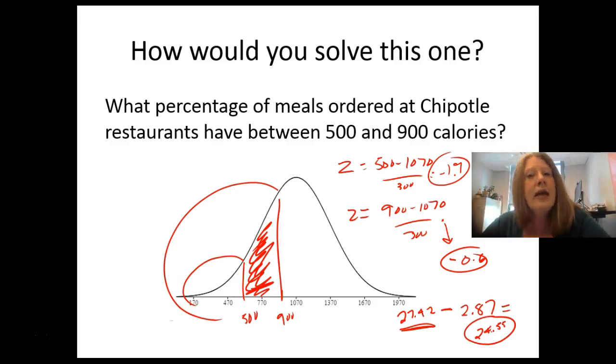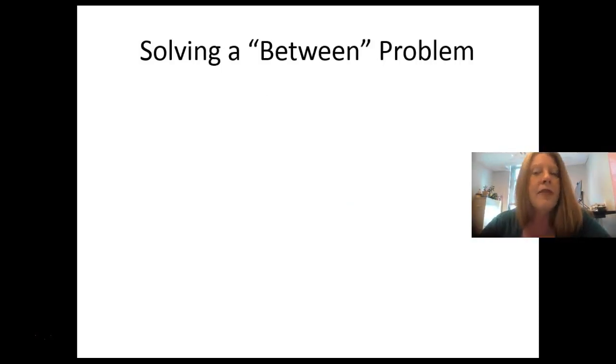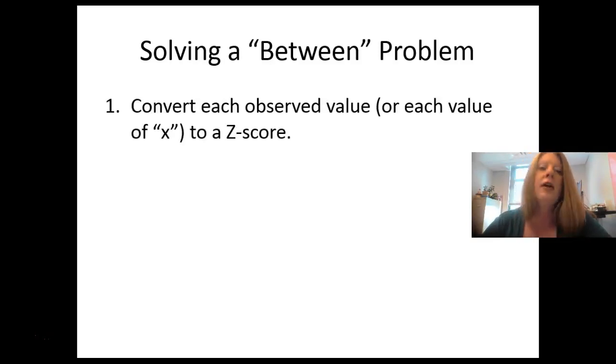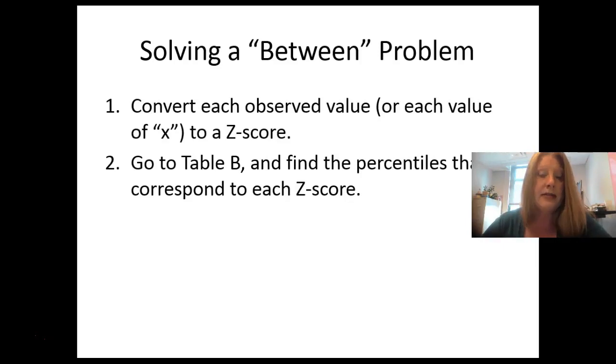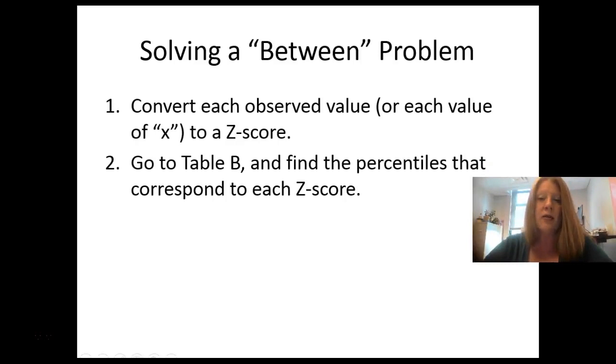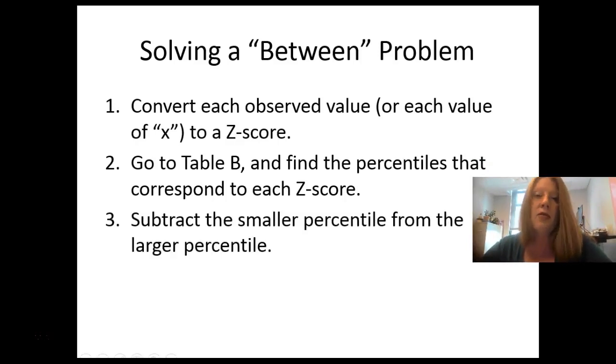So anytime you have a problem where you have to find a percentage between and you cannot easily use the empirical rule, you convert each value of x to z. You go to table B, find the percentages or percentiles that correspond to each of the z-scores, and then you subtract the smaller from the larger. That's always, always, always what you do when you have a between problem.